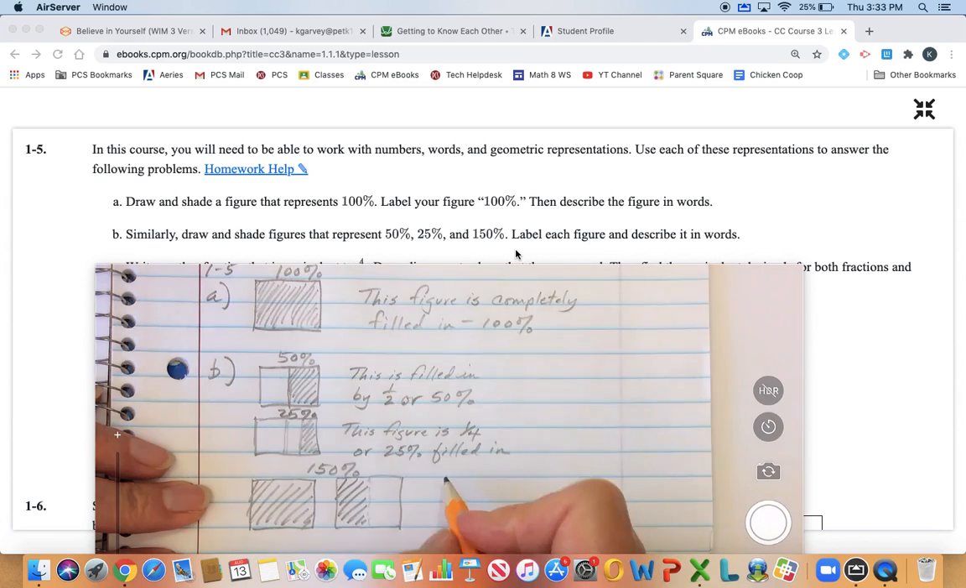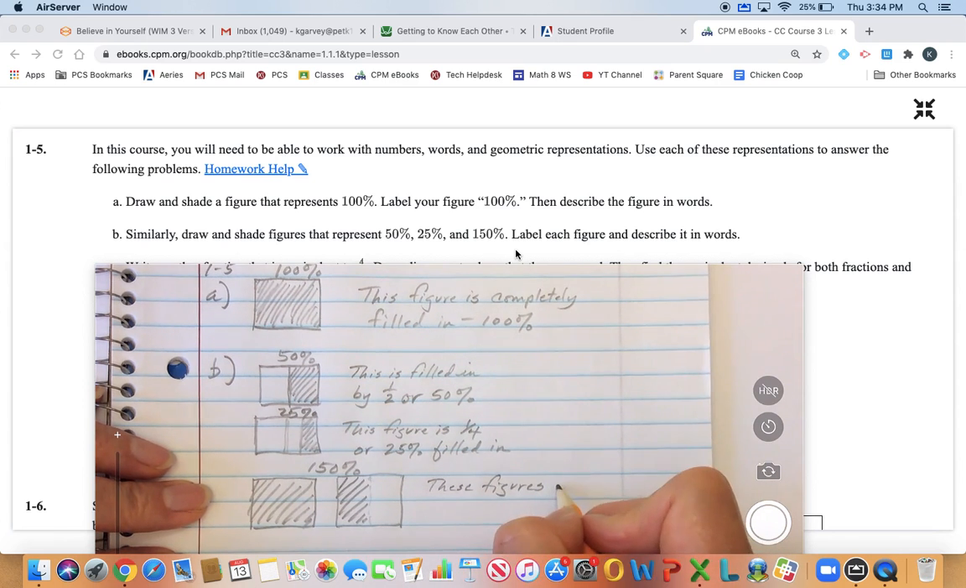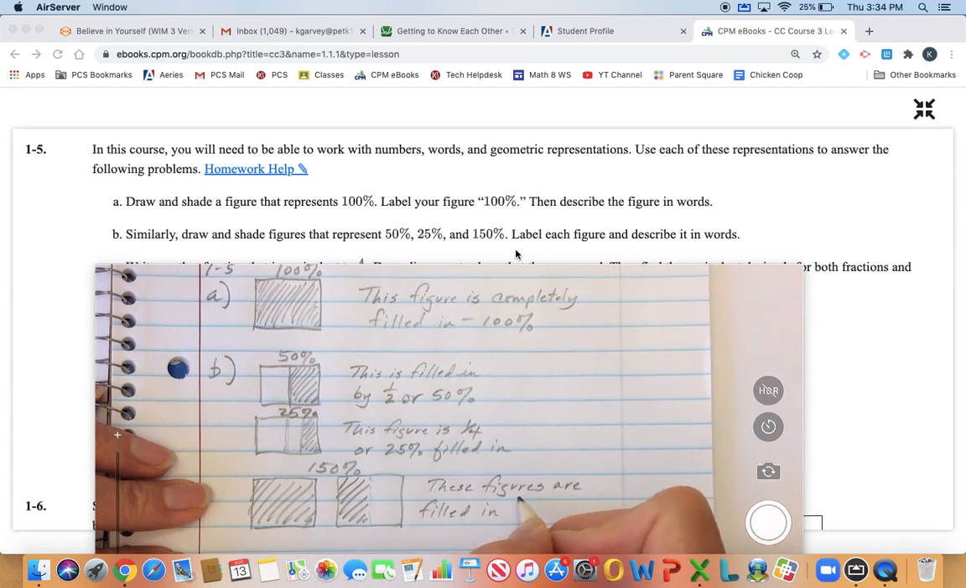So I'll label these two figures 150%. Okay, so these figures are filled in 150% or 1 and 1/2.